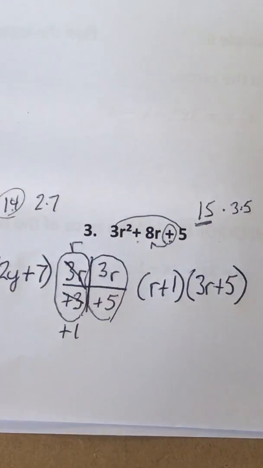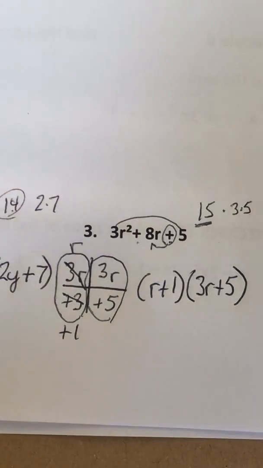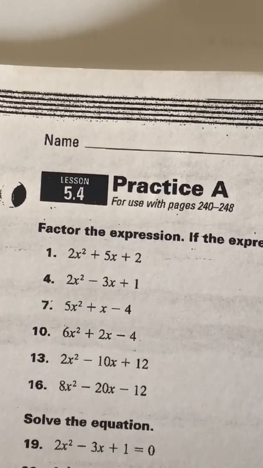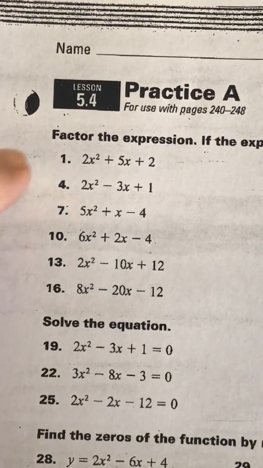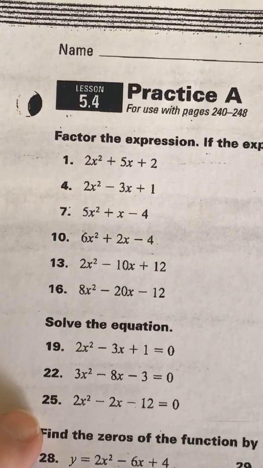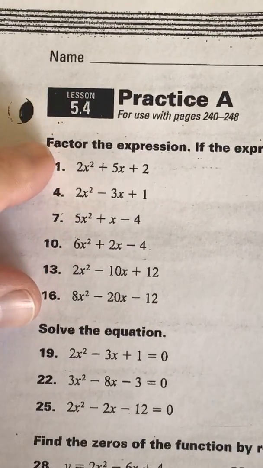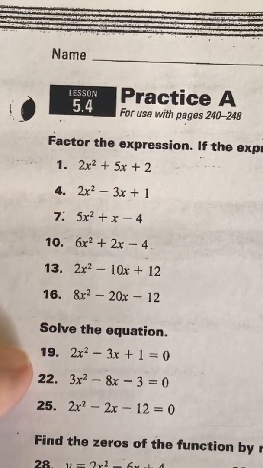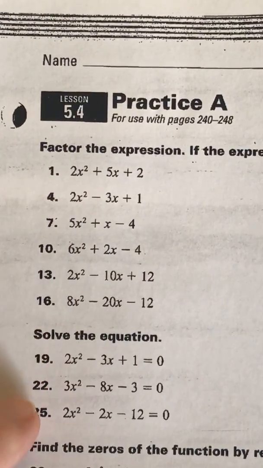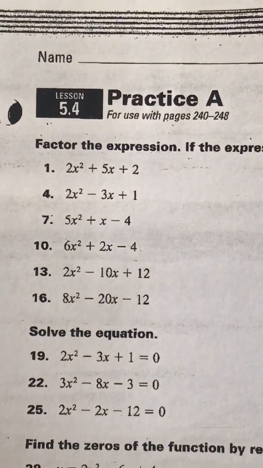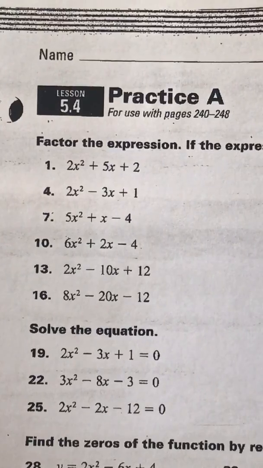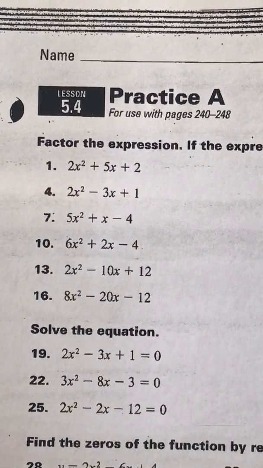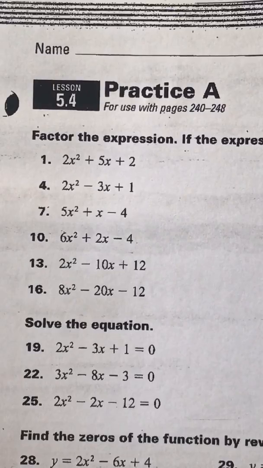All right, so I'm going to stop right there, and what I want you to do is the homework. The homework is going to be your 5.4 practice A, and you're just going to do that first column. So you're going to do problems 1 all the way down to 25. Now remember, the top ones, all you're doing is factoring. The bottom ones, you've got to factor them out, and then you're going to solve them. So remember, once you factor them out, you set them each equal to 0, and you solve. So I want you to do that, and in the next video, I'll have all the answers and the work for all those problems.